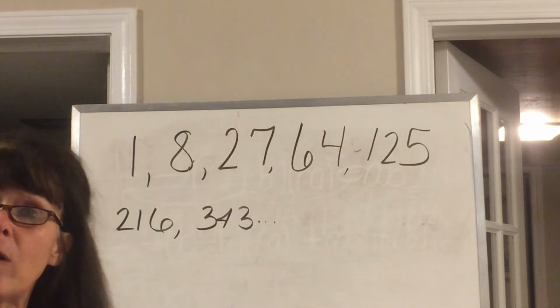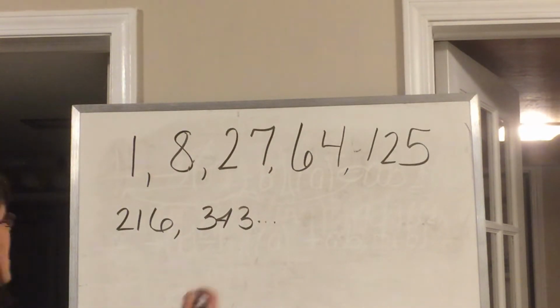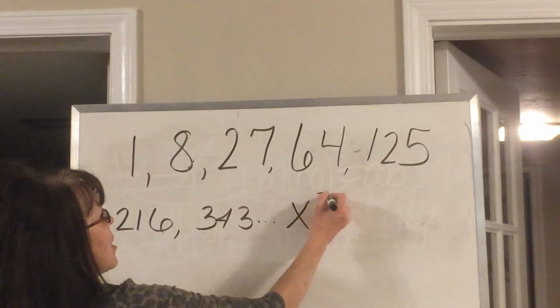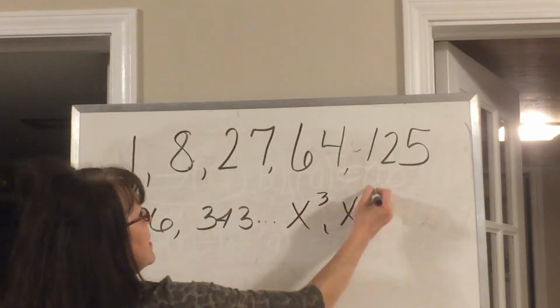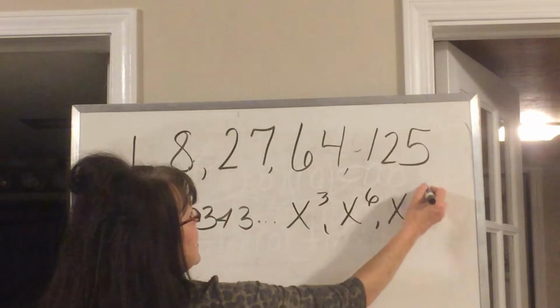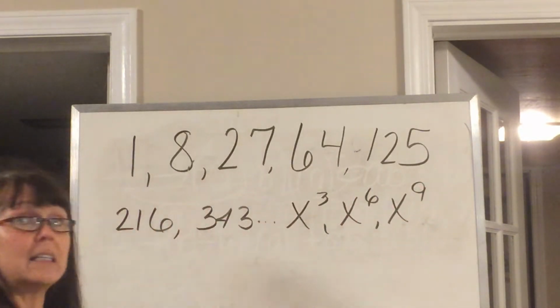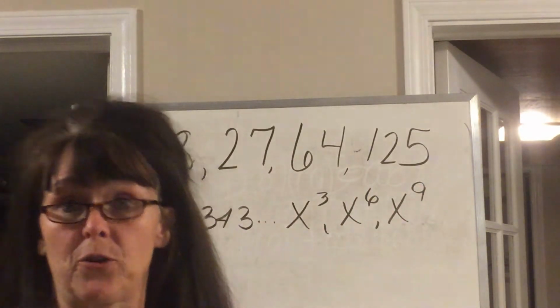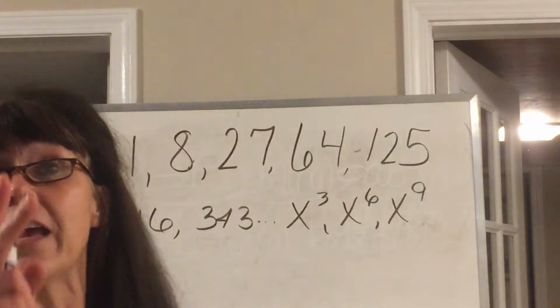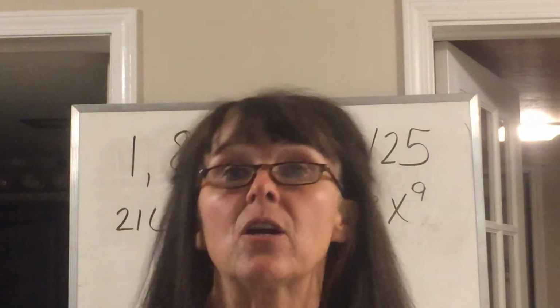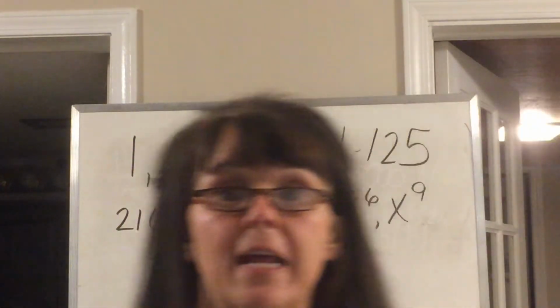The variables always look like this. X to the third, X to the sixth, X to the ninth. You get it? It's multiples of 3. So that's what they look like. Now, I only have 2 examples, and it gets even better. I only have 4 homework problems today.